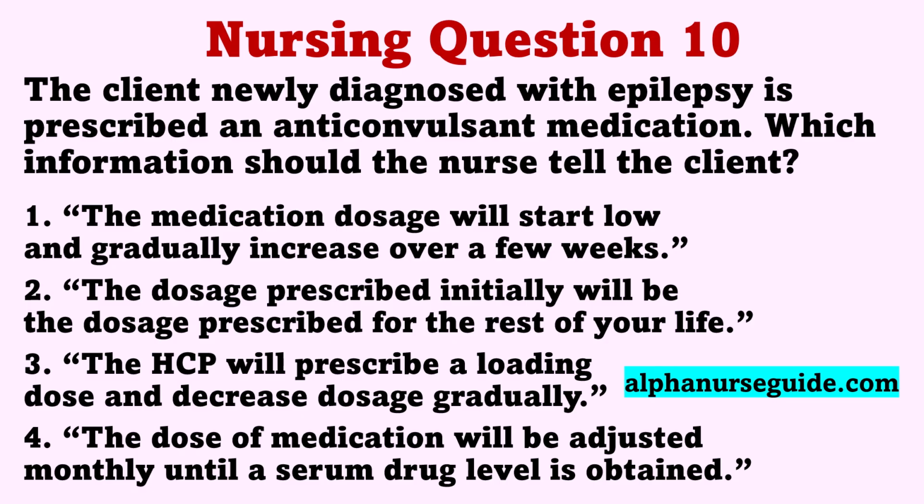Rationale: anticonvulsant dosages usually start low and gradually increase over a period of weeks until the serum drug level is within therapeutic range or the seizures stop. It is incorrect to state that the dosage prescribed will be the dosage for the rest of the client's life, but it is correct to state that the client will most likely be on the medication for the rest of his or her life. The medication is started in low dosages and gradually increased. The dose of medication will be adjusted until a serum drug level is reached, but it will be more frequently than monthly.